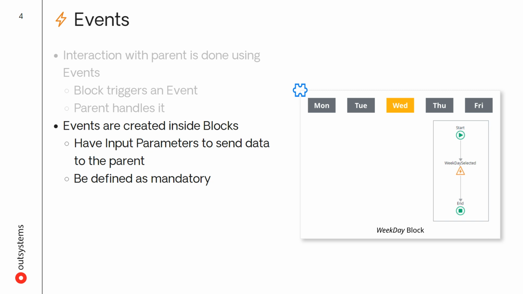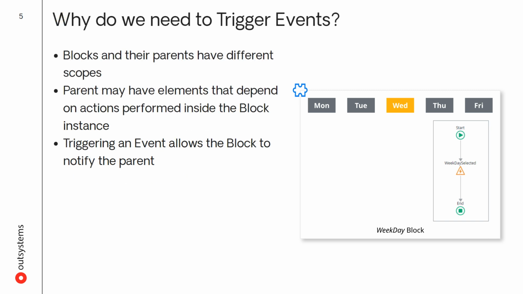The input parameters of an event are what allows passing data from the scope of a block to the outer scope of the parent. But, why do we need to interact with the parent? Well, the block and the parent have different scopes. So, if a user interacts with elements inside the block, the parent does not know what happened. In this example, if Wednesday is selected inside the block, the screen does not know which option was selected. If there are elements on the parent that depend on this action, it is important that the parent knows what happened. Thus, an event with the proper information should be triggered to notify the parent.